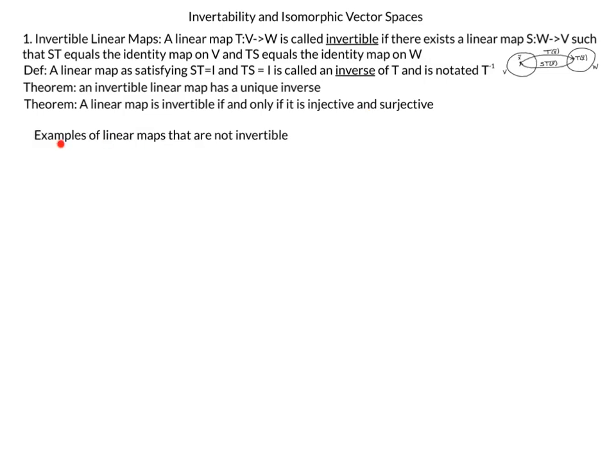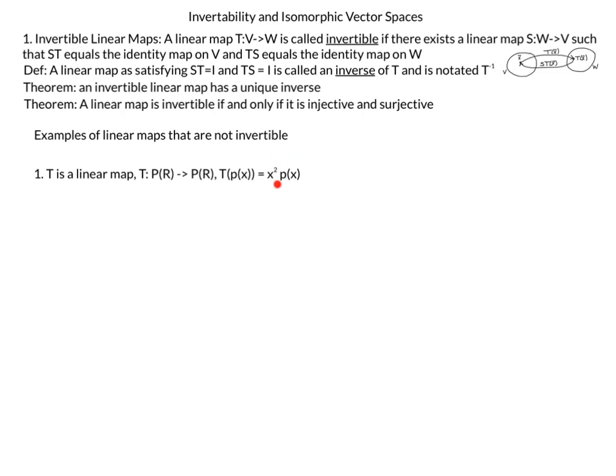From here, I'm going to give you some examples of linear maps that are not invertible. Our first example is T is a linear map. It maps the polynomial space with real coefficients to the polynomial space with real coefficients, and it looks like this. T takes a polynomial p of x and it multiplies it by x squared. Now, this is an example of something that is not invertible, so it either fails the test of being injective or it fails the test of being surjective.